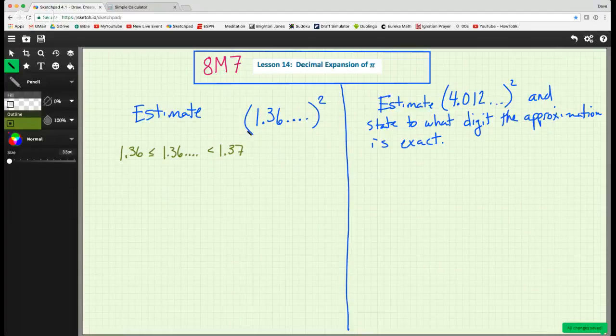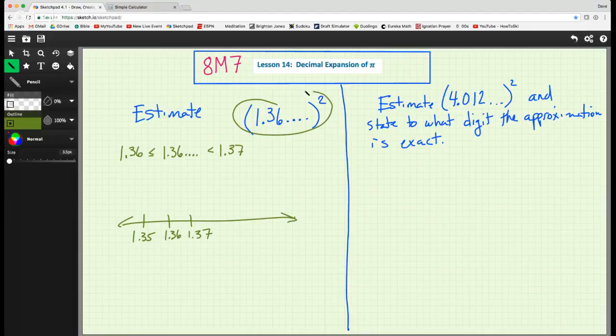So if we were looking at a number line, and I'll erase this in a second, if we had 1.35, 1.36, 1.37, this number is somewhere in this range. It's not 1.37, but it could be 1.36. So it's somewhere in this interval here. It's not down here, and it's not up here. Okay? So I'm going to erase this.